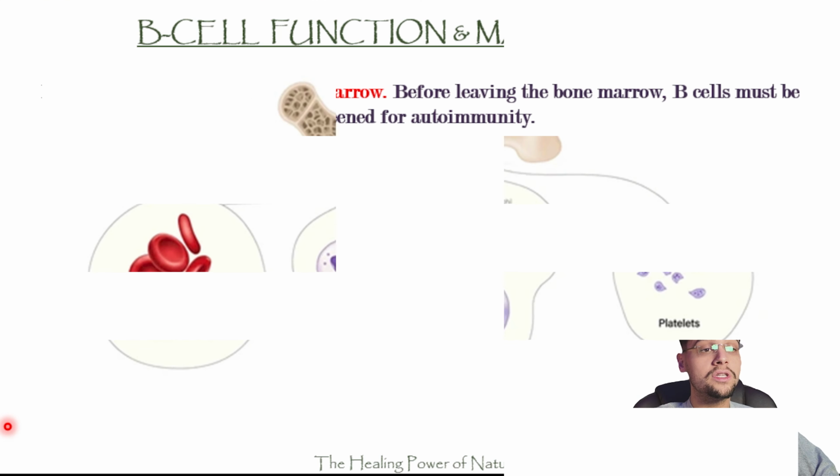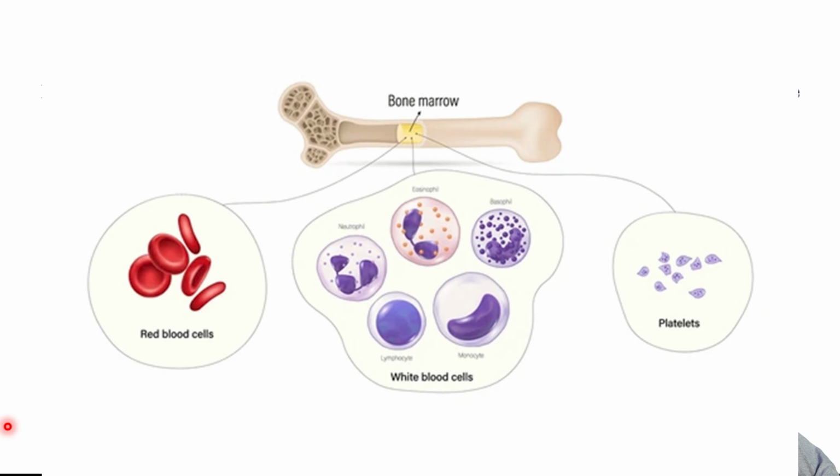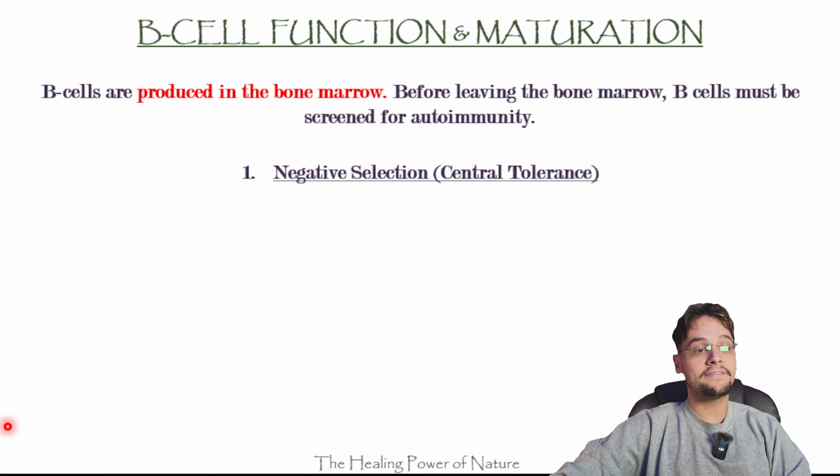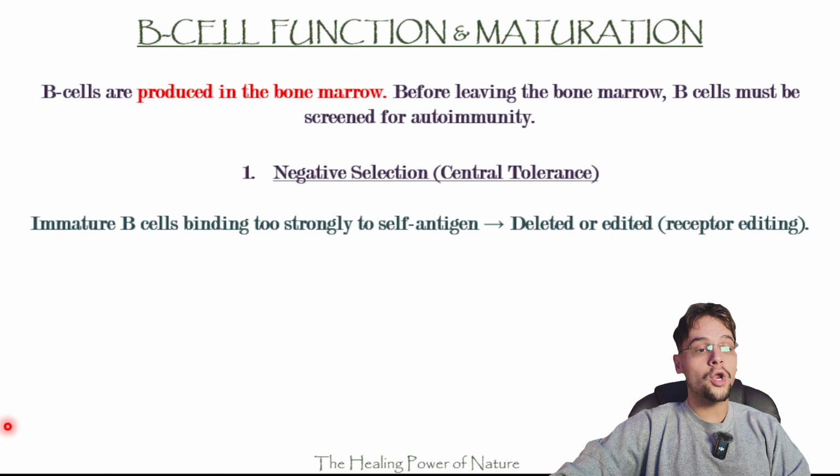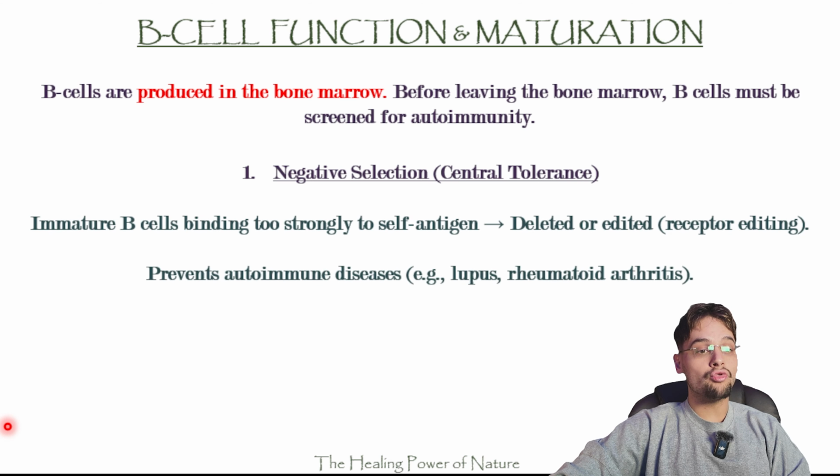So B cells are produced in the bone marrow. Before leaving the bone marrow, B cells must be screened for autoimmunity. First, there's a process known as negative selection or central tolerance. Immature B cells that bind too strongly to self-antigens are either deleted or edited, known as receptor editing. This prevents autoimmune diseases like rheumatoid arthritis or lupus. Then there are survival signals. B cells that do not strongly recognize self survive and enter circulation. If there are defects in negative selection, autoimmune diseases will arise. Why? Because the B cells will attack your own tissue.